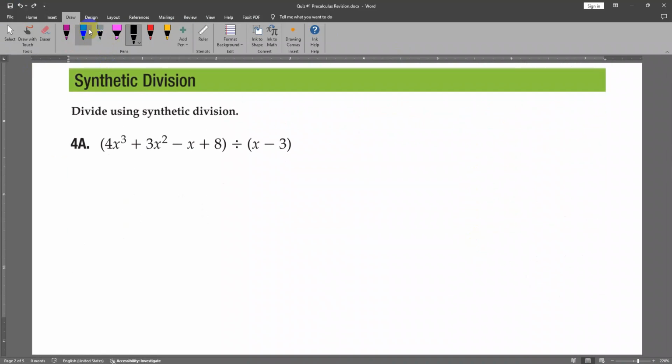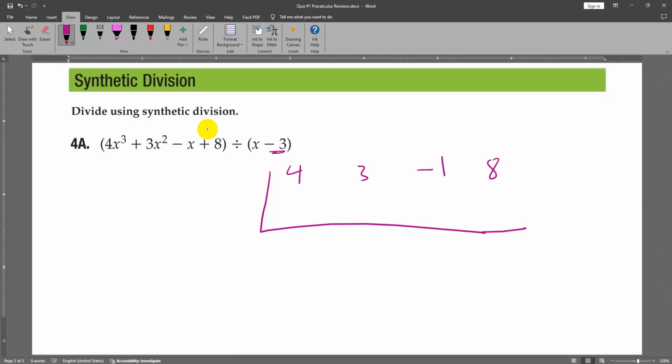Right here, we need to use synthetic division. It's very easy, and we use it as an alternative to long division. Also, you have to be sure all degrees are there. If there's any degree missing, all you need to do is make it zero instead of leaving a space. Okay, these are the coefficients of the dividend: 4, 3, negative 1, 8, and then we will take the inverse of this number, which is 3, and let's start our two steps: drop down and multiply.